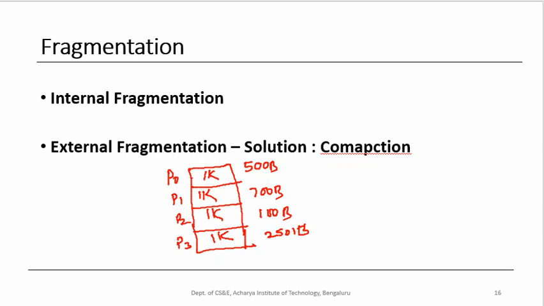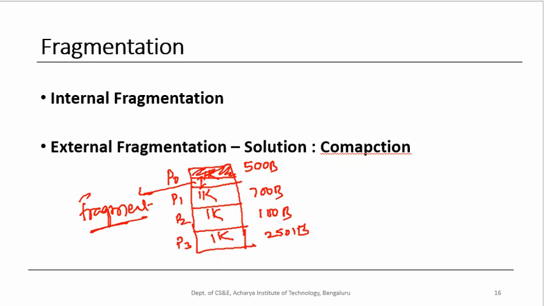Okay, that means P0 would have occupied only 500 bytes out of 1K. So there is 500 bytes more remaining, which could have been allocated to some other process, but cannot be done because this mechanism restricts from doing that. So this left out space is called a fragment.